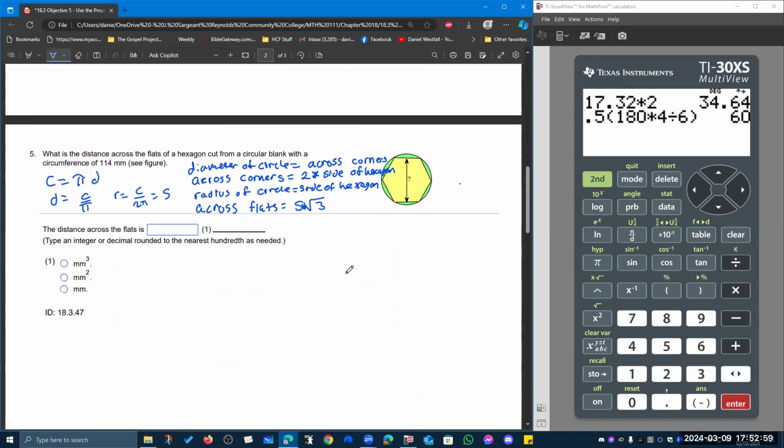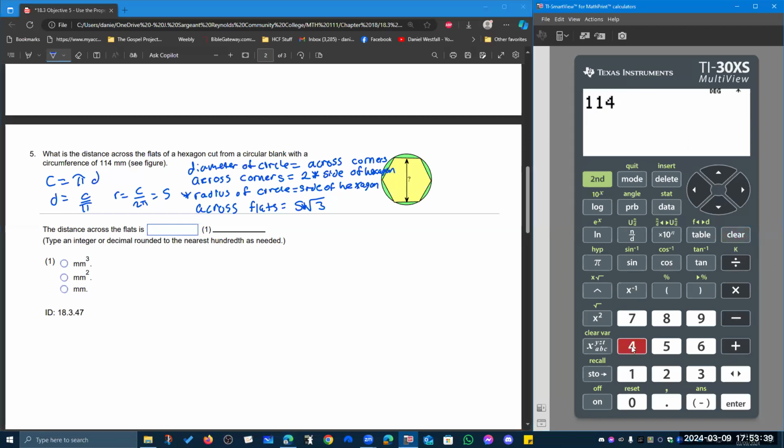This is probably the most math intensive of the problems in this problem set. So the circumference of the circle is 114 millimeters, and we want to find the distance across flats here. So first I'm going to have to find the diameter or the radius, either by taking the circumference and dividing it by pi to get the diameter, or let's just go ahead and find the radius right away by dividing the circumference by 2 pi. So let's take 114 divided by 2 pi. And that's going to be equivalent to giving me one of the sides of the hexagon.